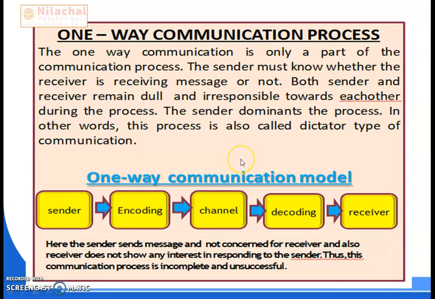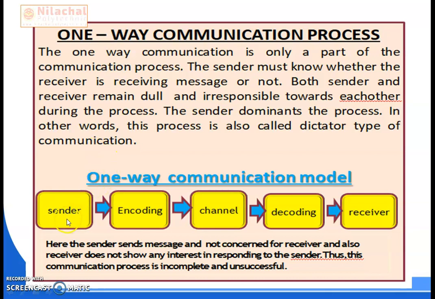So the communication process is again of 2 types, one-way communication and two-way communication. Here is the one-way communication process. One-way communication is only a part of the communication process. The sender must know whether the receiver is receiving the message or not. Both sender and receiver remain dull and irresponsible towards each other during this process. The sender dominates the process. In other words, this process is also called the dictator type of communication.